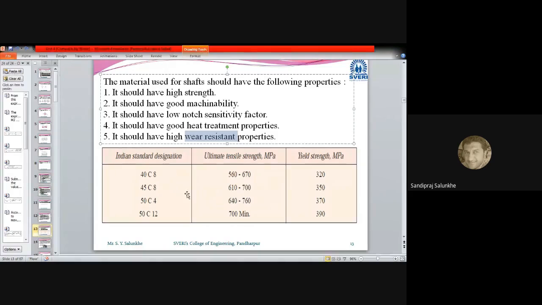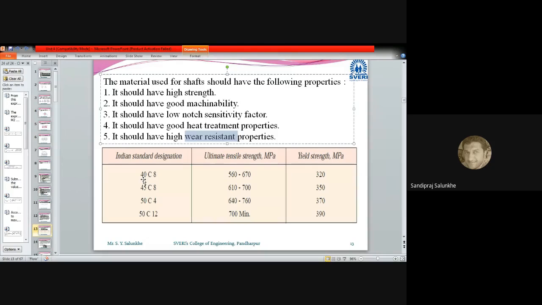Now, which materials come under the category of all the above five qualities? Normally in that case, 40C8, that means 0.08% carbon is provided in that. Then 45C8, 50C4, and 50C12. These are the standard materials as per the Indian standard, which are normally recommended for the shaft, where the tensile strength and yield strength are provided in this table for the respective material.